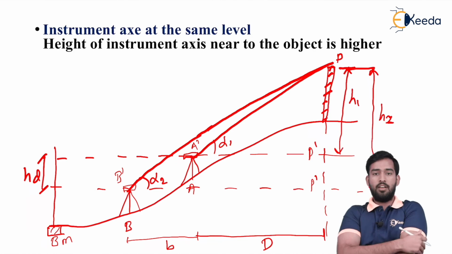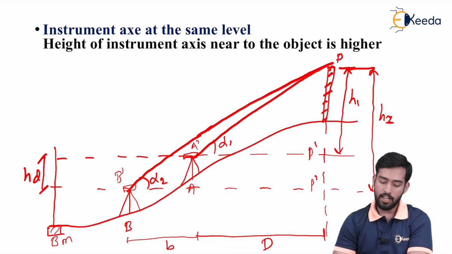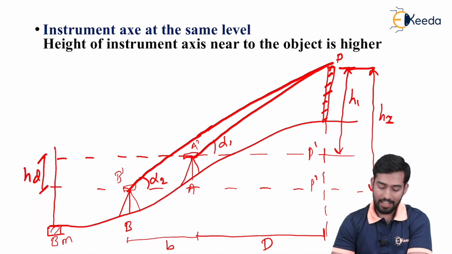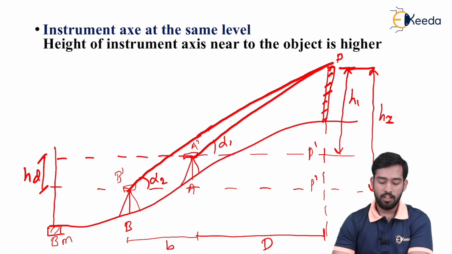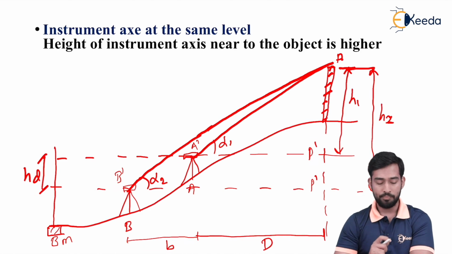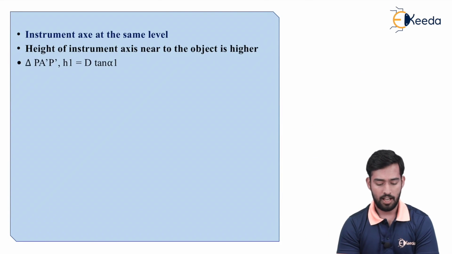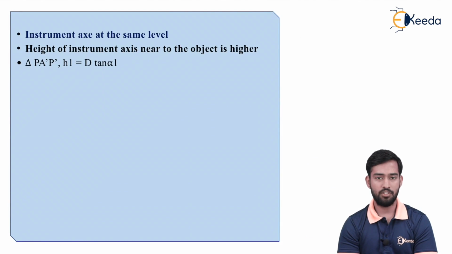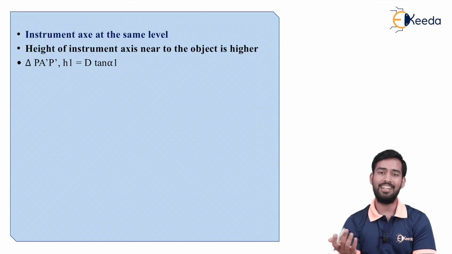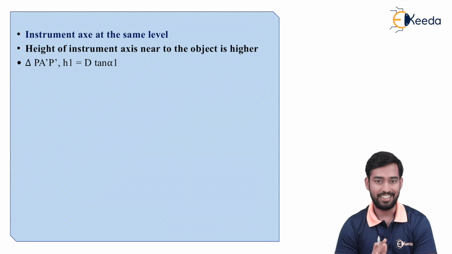Now you can see here again we form two triangles in this case. In the triangle P A dash P dash, using angle alpha 1, we will get H1. In the triangle P B dash P dash, using alpha 2, we will get H2. We'll see how this case is different from your previous case. So triangle P A dash P dash will give H1, which is equal to D tan alpha 1. A simple formula we have to use: tan theta is equal to opposite upon adjacent side.